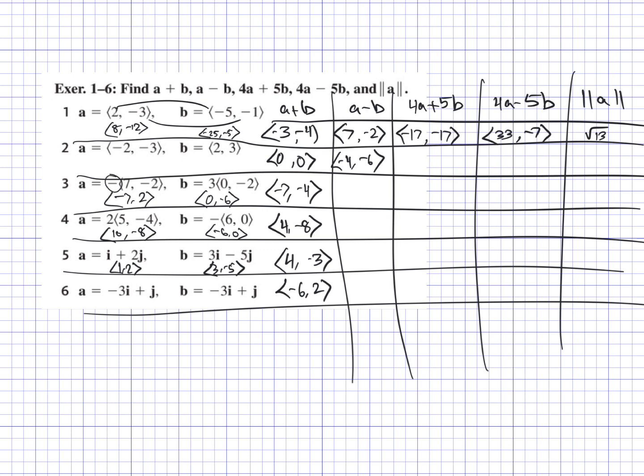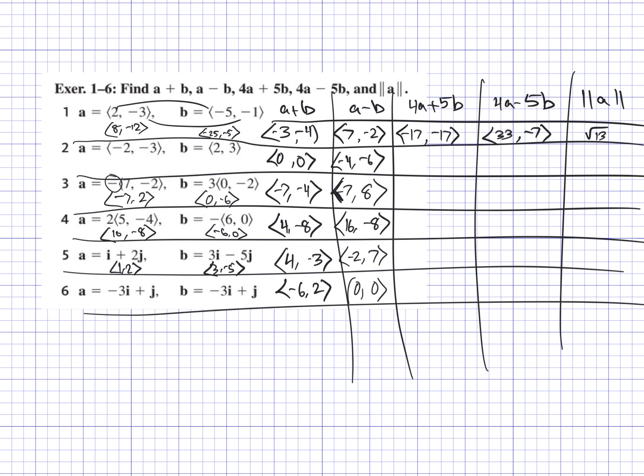Okay, so on the minus sign of 3 here, negative 7 minus 0 is negative 7. And 2 minus a negative 6 would be positive 8. Sorry, it's hard to see that. And number 4, 10 minus a negative 6 is 16. And negative 8 minus 0 is negative 8. Number 5, 1 minus 3 is negative 2. 2 minus a negative 5 is 7. And down at the bottom here, negative 3 minus negative 3 is 0. And 1 minus 1 is 0.